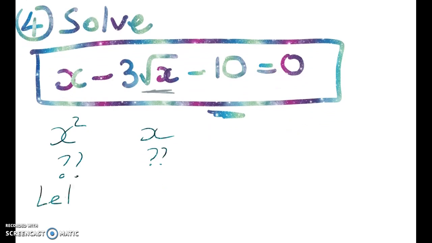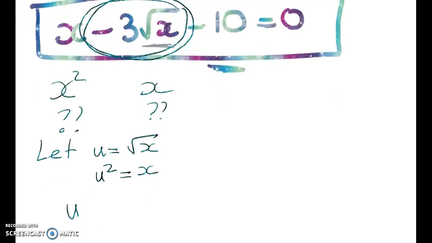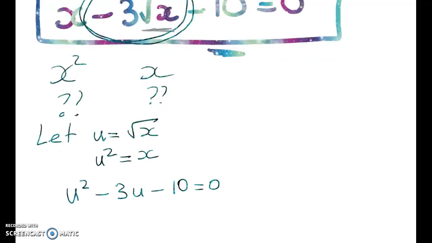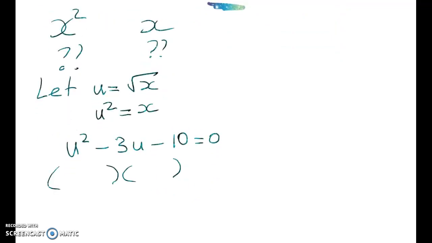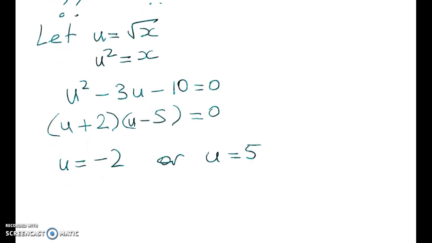Right, so we're going to let u equal the square root of x. Okay, so I'm looking at that term there. What's u squared? Well, u squared is just x. So that gives me u squared minus 3u minus 10 equals 0. Factorising that one, gives me u here and u here. I'm going to do a plus and a minus, and I want minus 5 here and plus 2 here. As usual, we now solve for u. So u equals negative 2 or u equals 5.